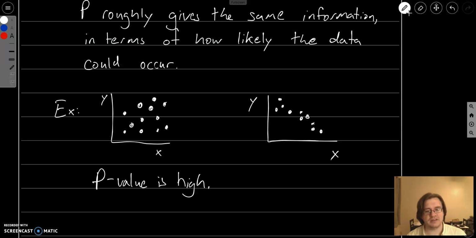Whereas over here, this looks pretty linear, and if you're just choosing numbers at random, it seems somewhat unlikely that you would get this linearly correlated data. So here, the p-value is low, as in there's a low probability that this could happen. Because it did, that means something special happened. Probably the variables are correlated. Whereas over here, this could have happened randomly, so it doesn't seem likely that the values are correlated.